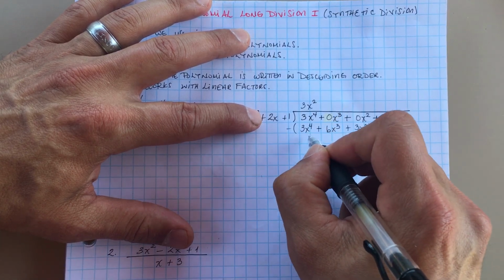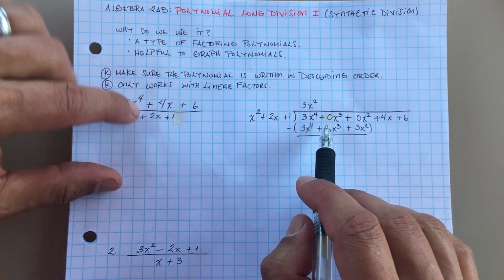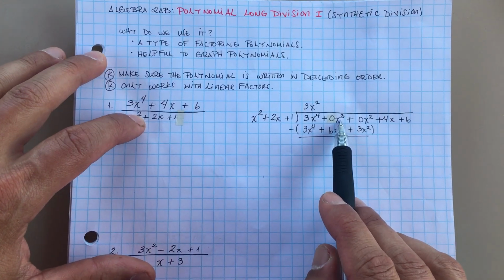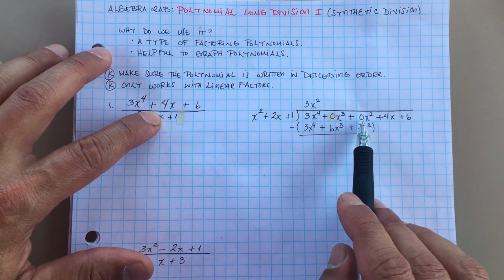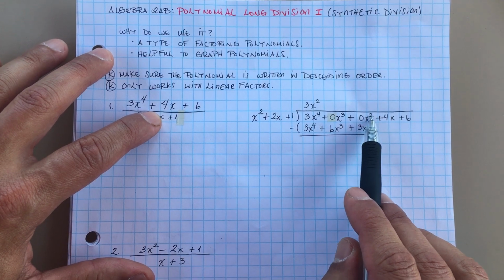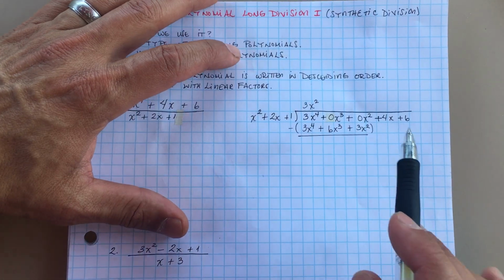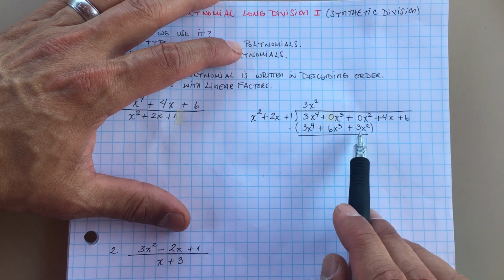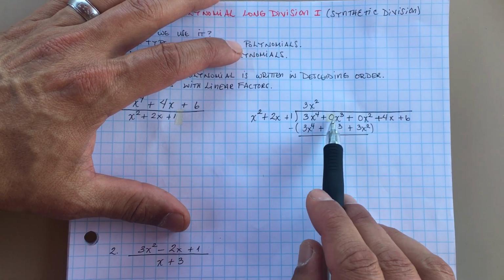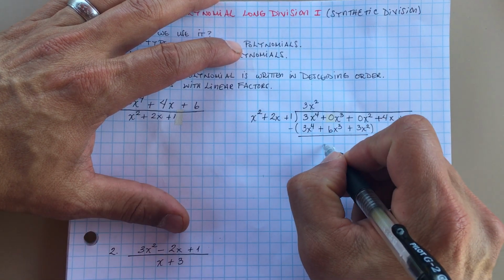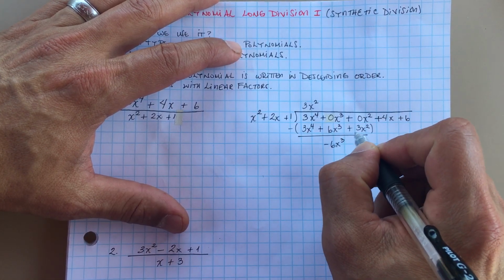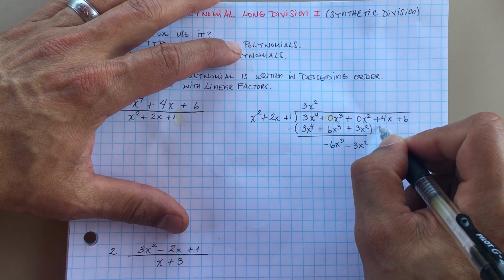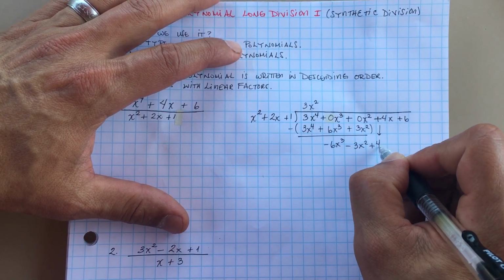Now if you notice, you see how this guy doesn't have an x cubed? I had to put 0x cubed as a placeholder. It also didn't have an x squared, so I had to add 0x squared as a placeholder. That way, now I can subtract them. So these guys cancel out, so 0 minus 6 is negative 6x cubed, and then 0 minus 3 is negative 3x squared. And then you bring down the next term, which is a positive 4x.